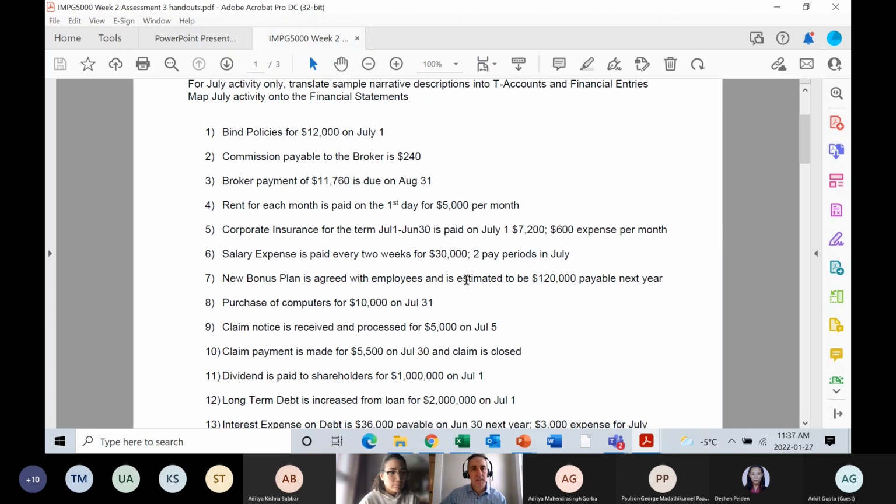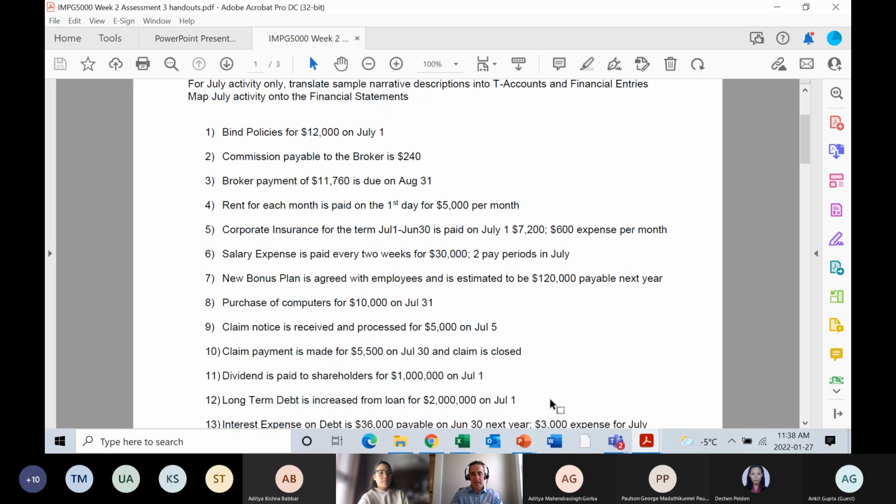So what we want to do is understand when there's these types of activity within the insurance company, what the impact is on the financial statements. And to do that, we first look at the transactions in the T accounts so we can see that dual entry. And then we can understand what the impact is on both the balance sheet and the income statement. So that's why we use these as sample examples of transactions.